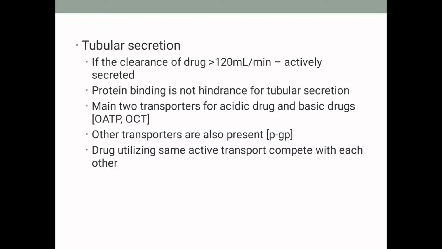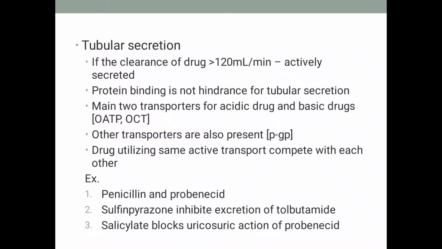Other transporters are also present, like P-glycoprotein. It is also responsible for tubular secretion. Drugs utilizing the same active transporter compete with each other. If two drugs are going to exit through this process and the transporter is the same, then they can compete with each other. So what is the example? Penicillin and probenecid can compete for excretion.